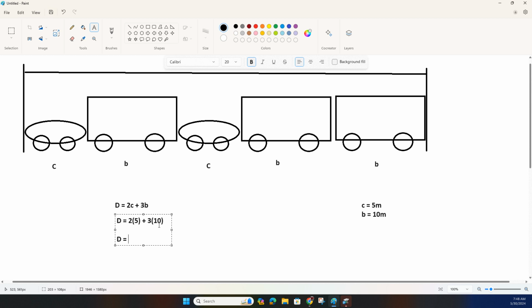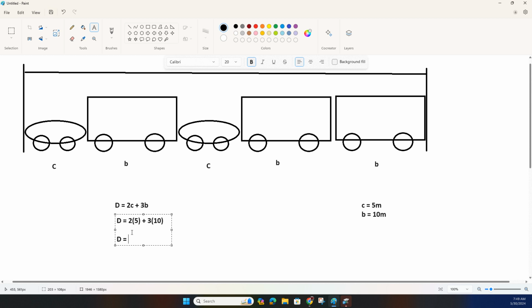Don't forget about BEDMAS. BEDMAS tells us the order of our operations. And if you remember BEDMAS, it tells us that multiplication happens before addition. And remember, whenever a number is touching a bracket, it's just saying multiply. So we want to do the multiplication before the addition.